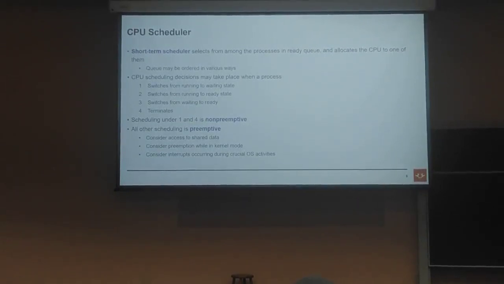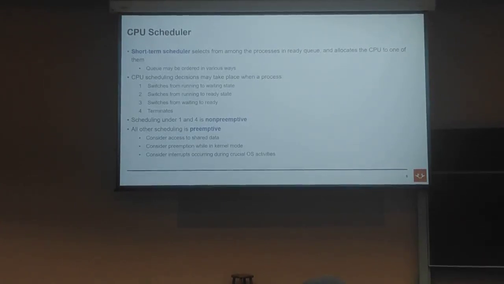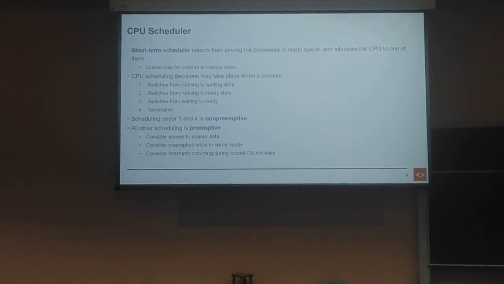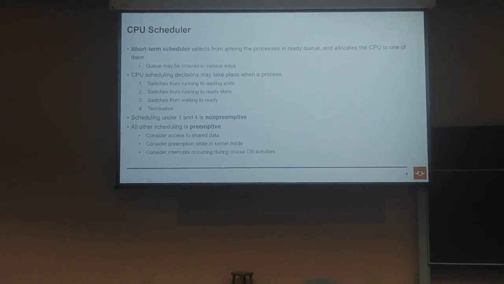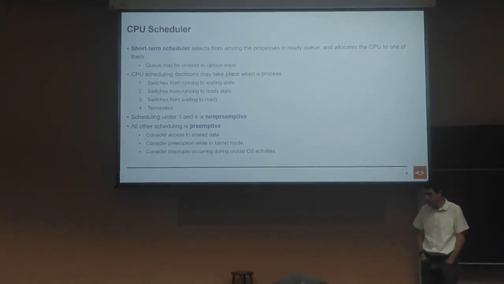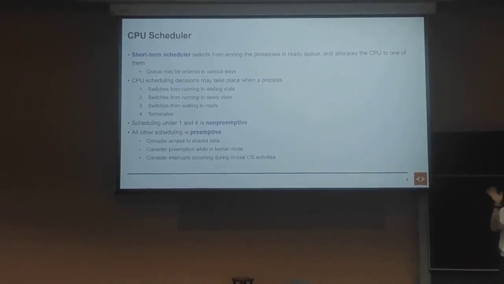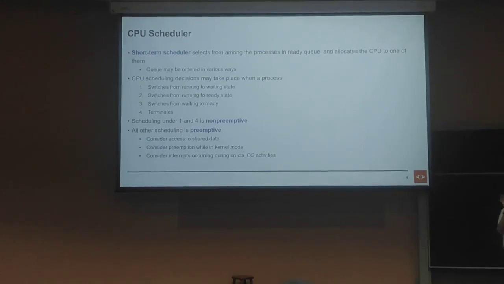And obviously the last one was, we were running, but now our process is finished. So we need to terminate. Because it's not running anymore, we have to select a new one. And what is of interest here is that instance number 1 and 4, this is what we call non-preemptive scheduling. Non-preemptive scheduling means it's the process that says, I'm not running anymore.